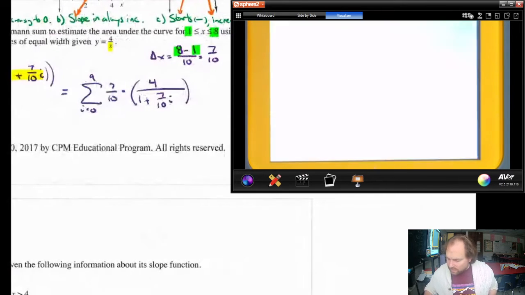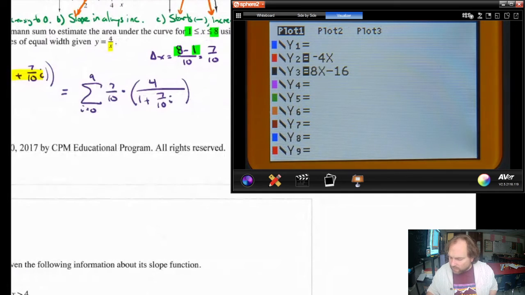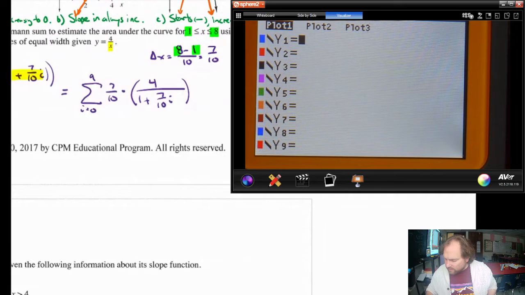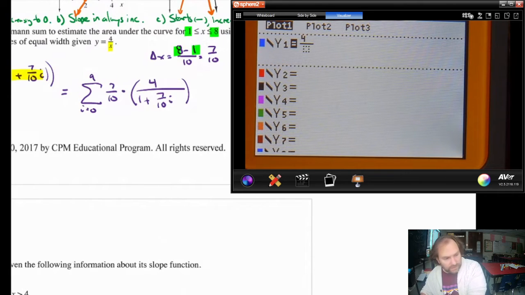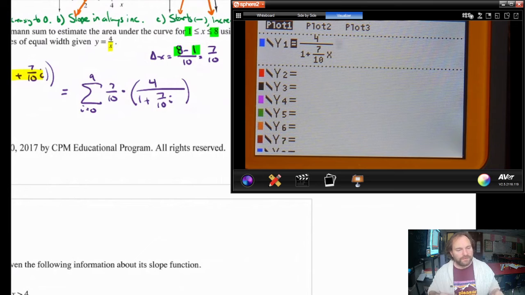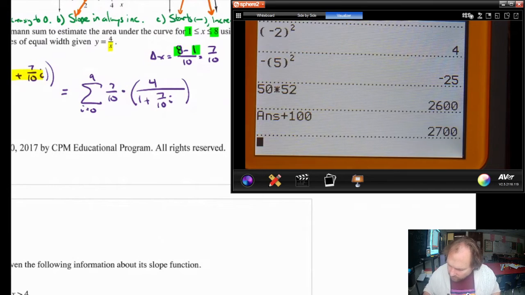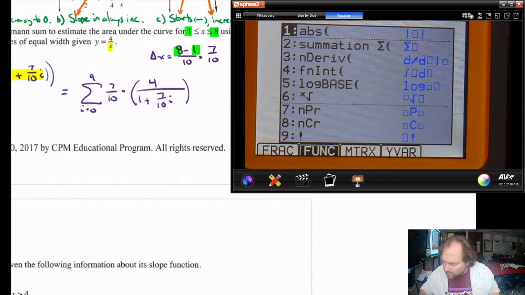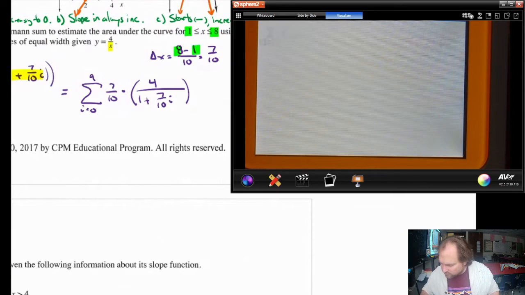So let's see. Now that we've already entered it in as one function, I'm going to put into y1, I'm going to put 7 over 10. Actually, no, I'm going to put the inside part of the parentheses there. So I'm going to make a fraction, 4 on top, 1 plus another fraction, 7 over 10, x on the bottom there. That's going to be the function part of this. Back on the home screen, I'm going to clear this out and open up my F2 menu and find the summation notation thing there.